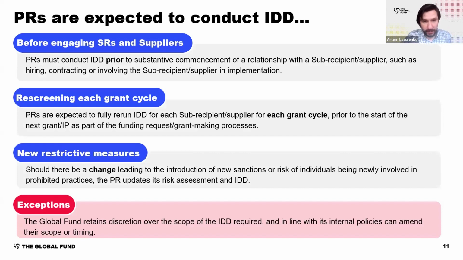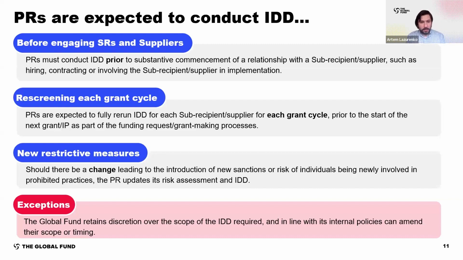Critical part is timing. So I have mentioned this already. Because the risks that IDD seeks to manage are so critical, some of it must be conducted prior to any substantive commencement of a relationship with a subrecipient or supplier. As I have mentioned, PRs are already doing this, making sure that a subrecipient or supplier is not subject to restrictive measures and that it does not have an egregious and blatant track record of engagement in prohibited practices. We would not select a subrecipient which is actively engaged in human rights abuses somewhere, that cannot be trusted with vulnerable populations as a part of our implementation programs.